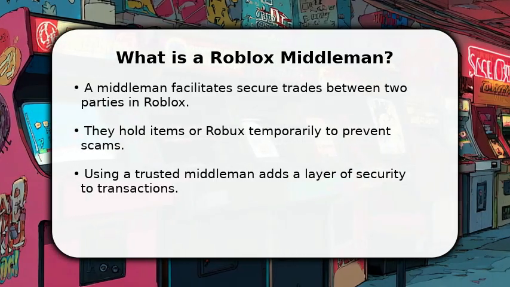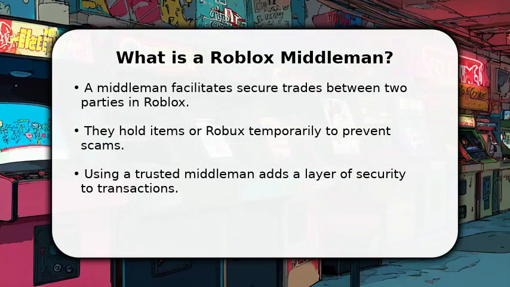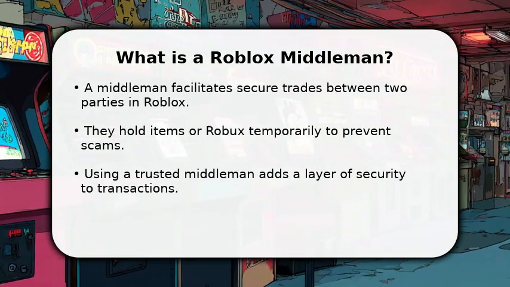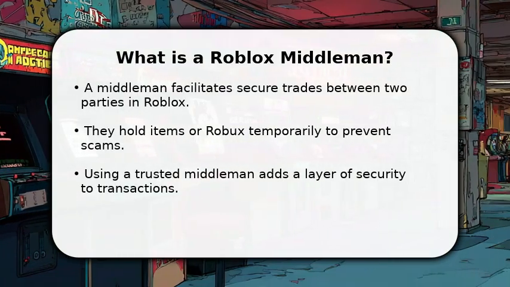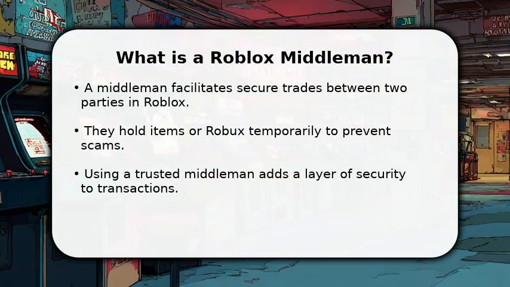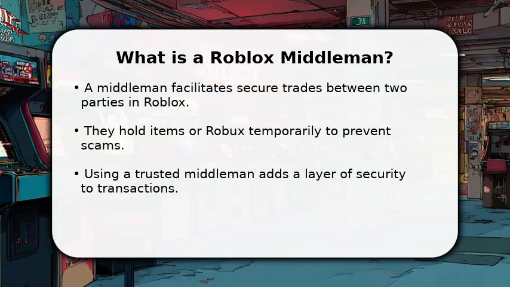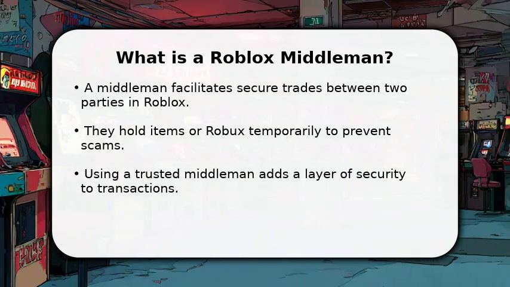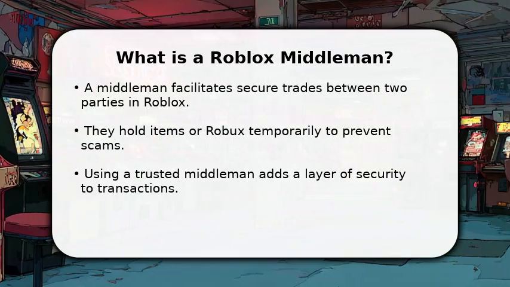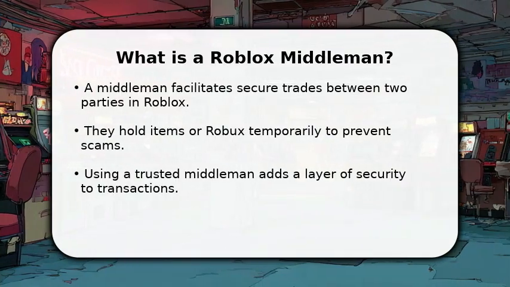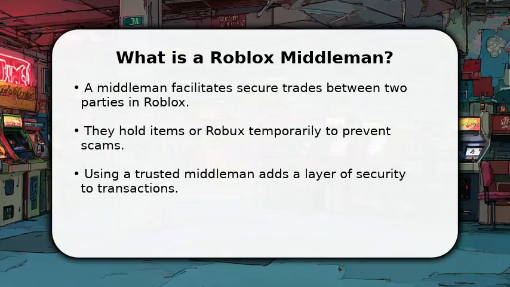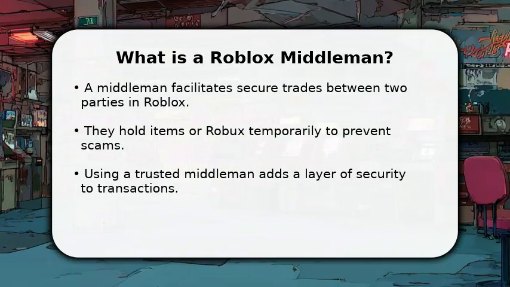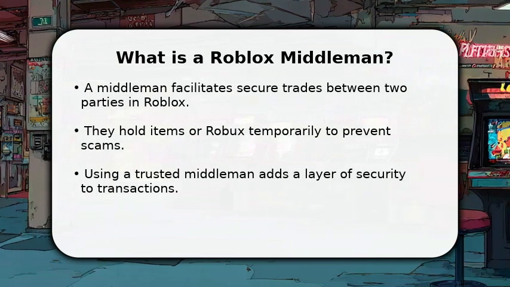In this video, I will explain how to use a middleman in Roblox. A middleman acts as a trusted third party, ensuring secure trades between two players. They temporarily hold items or Robux, preventing potential scams and adding a crucial layer of security to your transactions. This process helps both buyers and sellers complete deals with 100% confidence, especially for high-value exchanges. Understanding this role is key to safe trading.